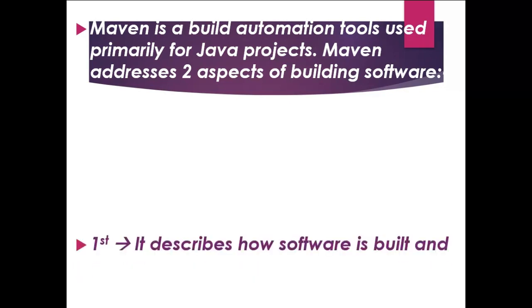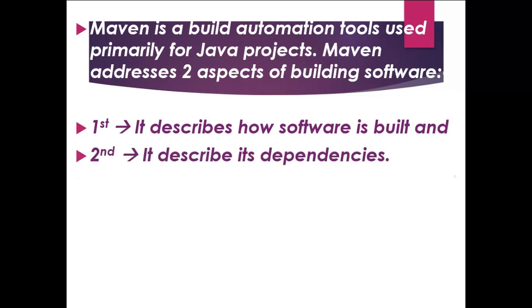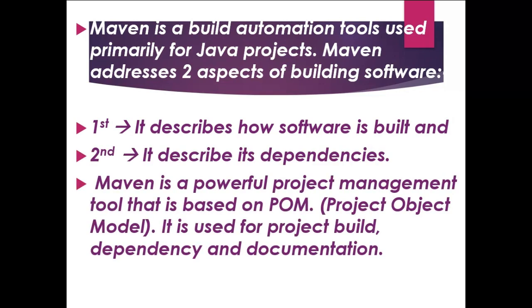Maven addresses two aspects of building software. The first one is it describes how software is built, how a particular project will build, and the second one is it describes its dependencies, how the dependencies on libraries, that is the jars we need during project development, will be resolved by Maven.